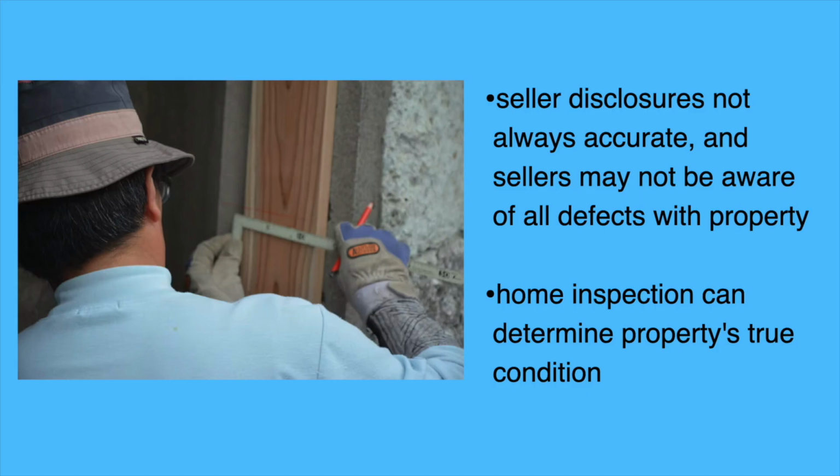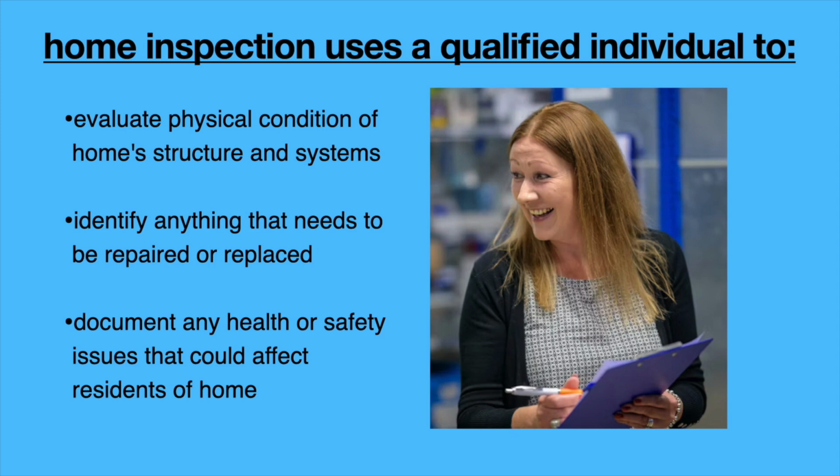Seller disclosures are not always accurate, and sellers may not be aware of all defects with a property. A home inspection can determine the property's true condition. A home inspection uses a qualified individual to evaluate the physical condition of the home structure and systems, identify anything that needs to be repaired or replaced, and document any health or safety issues that could affect residents of the home.